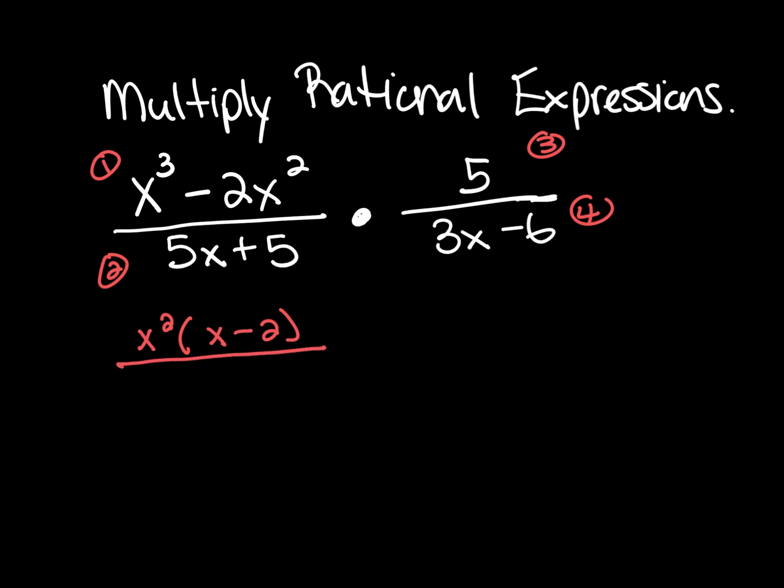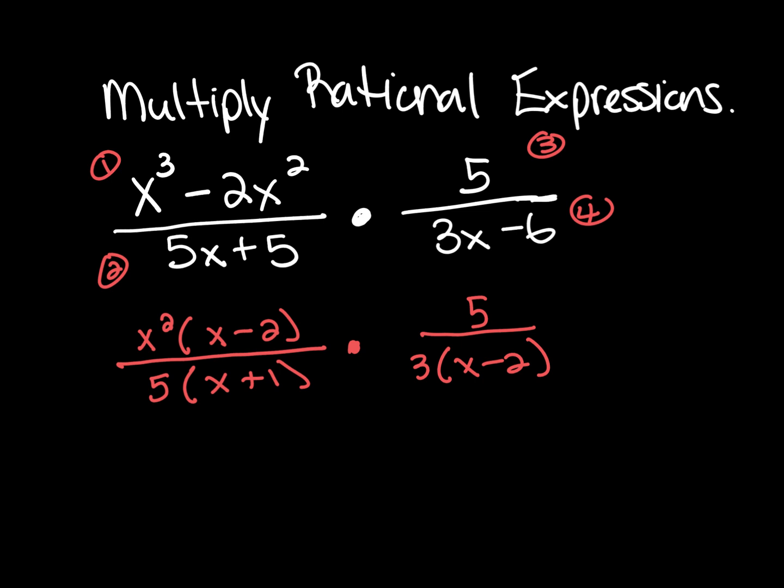In the bottom part of that same fraction, I also see another GCF. Take out a 5, I'm left with x plus 1. The top part of the second fraction doesn't really change, but I can see that the bottom is a GCF as well, and I'm left with x minus 2.